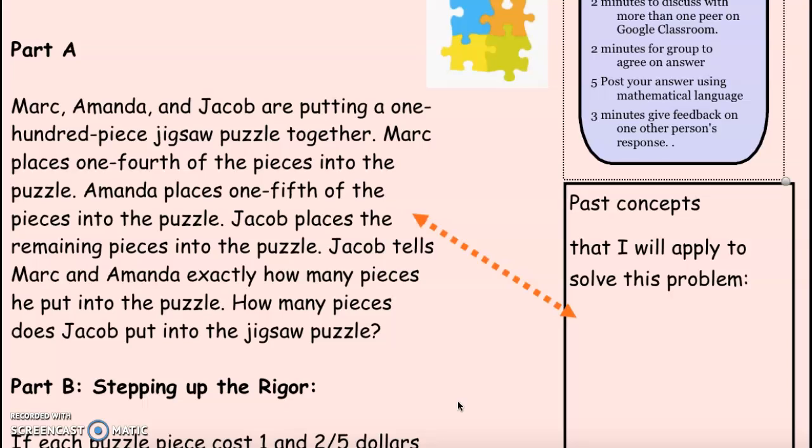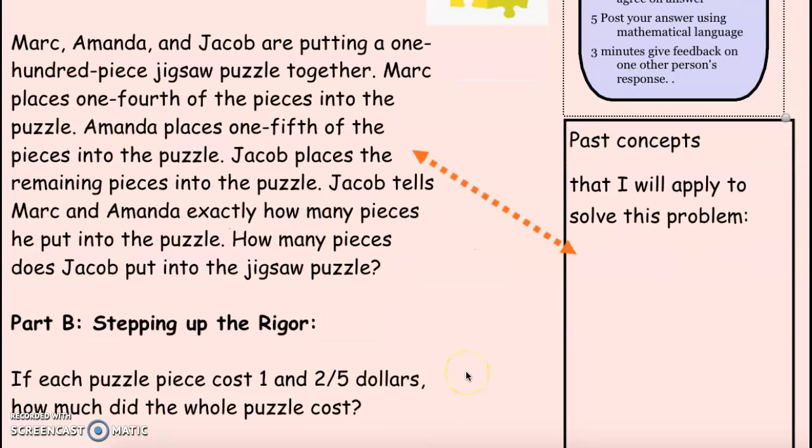Mark, Amanda, and Jacob are putting a 100-piece jigsaw puzzle together. Mark places 1/4 of the pieces into the puzzle. Amanda places 1/5 of the pieces into the puzzle. Jacob places the remaining pieces into the puzzle. Jacob tells Mark and Amanda exactly how many pieces he put into the puzzle. How many pieces does Jacob put into the jigsaw puzzle?